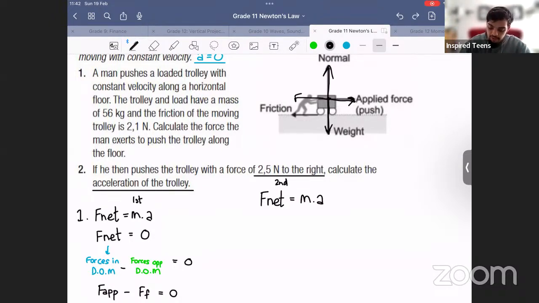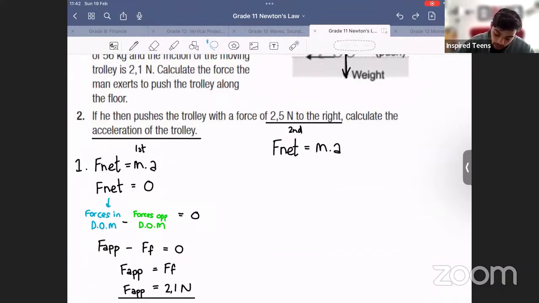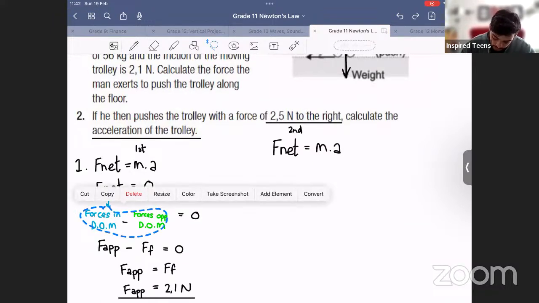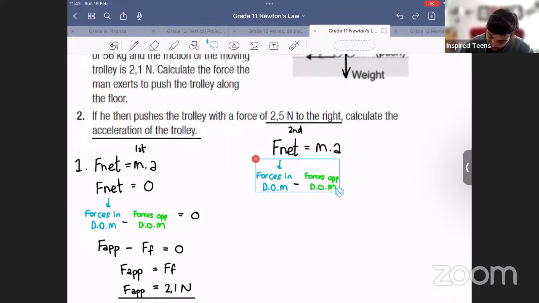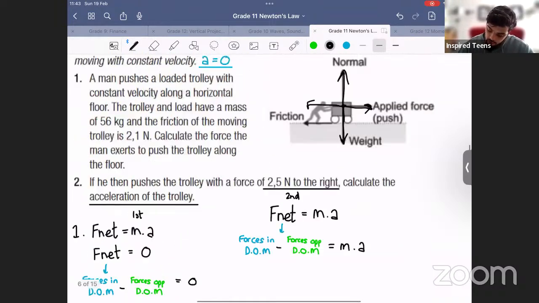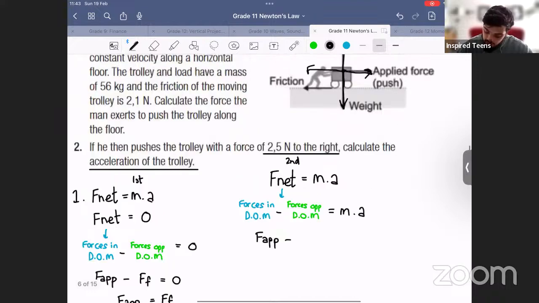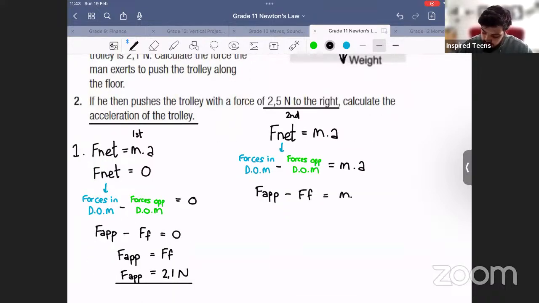Now he's applying that extra 2.5 newtons to the right. Okay, so now the applied is 2.5. So F net is equal to M times A. How do I open up F net? Forces in DOM minus forces opposite DOM. And this is equal to M times A. Now, M times A is not 0 because now we have an acceleration. Forces in direction of motion is applied minus forces opposite to the direction of motion is friction, is equal to mass times acceleration.